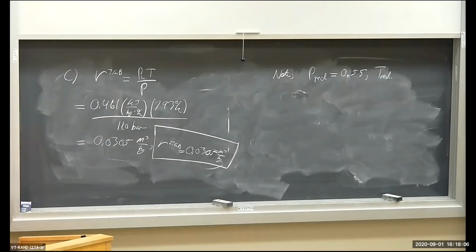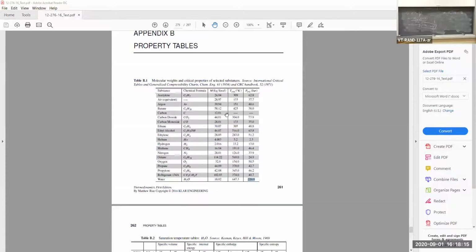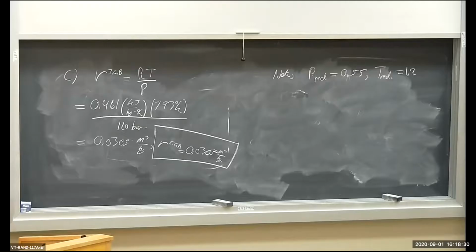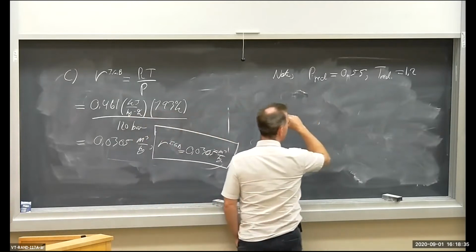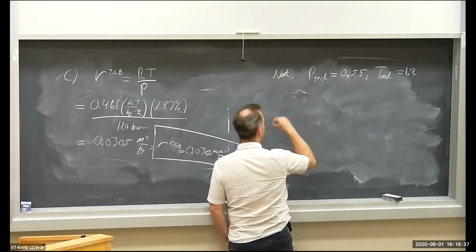Let's see here. I guess I'll have to look that up again. Let me check. What was reduced temperature? Let's see here. Yeah, it was like 1.2, as I recall. So reduced temperature was about 1.2. So reduced pressure 0.5, reduced temperature 1.2.